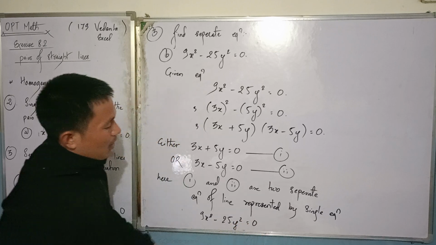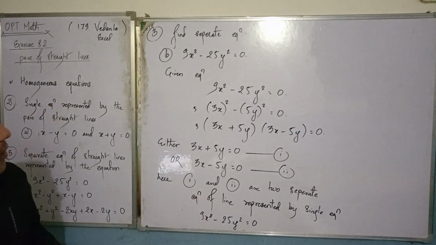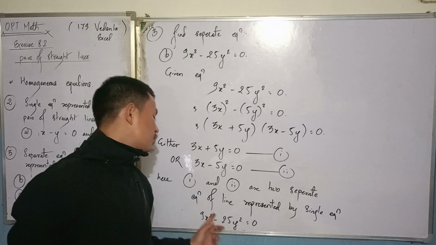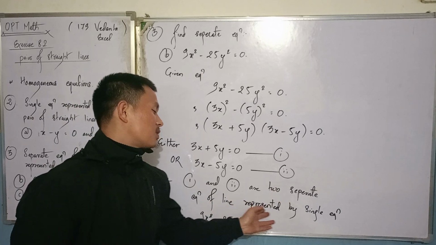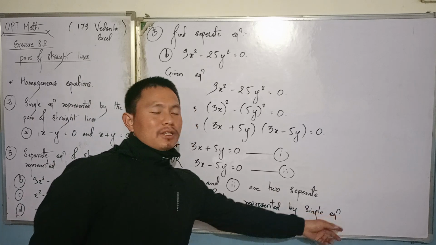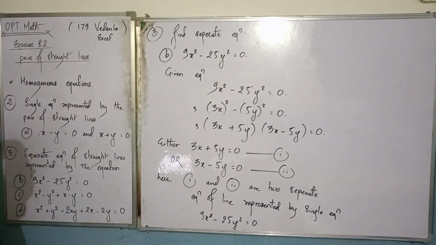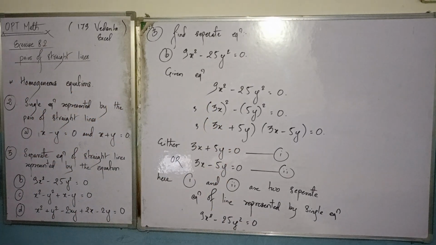So I have made it more lengthier. You can end it up to here. So here I and double I are two separate equations of line represented by the single equation. End it up to here. No need to write this. Okay. So this is how it is done. So I have done number B.